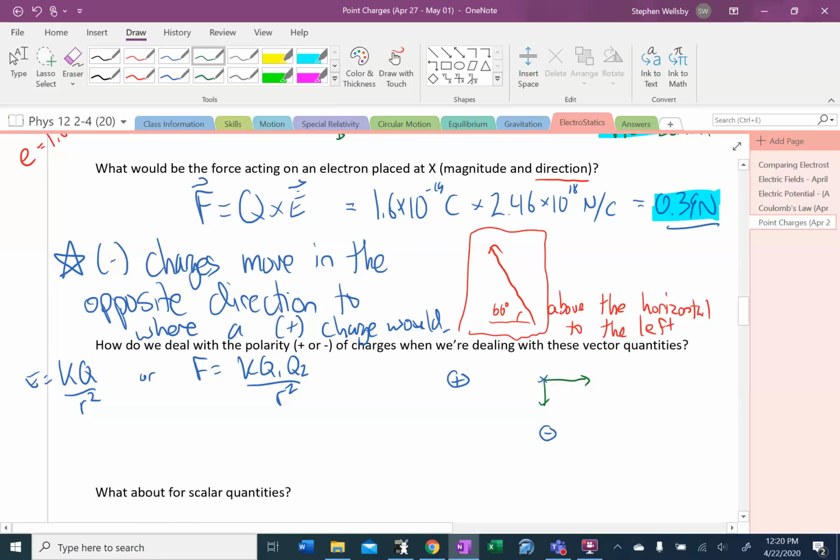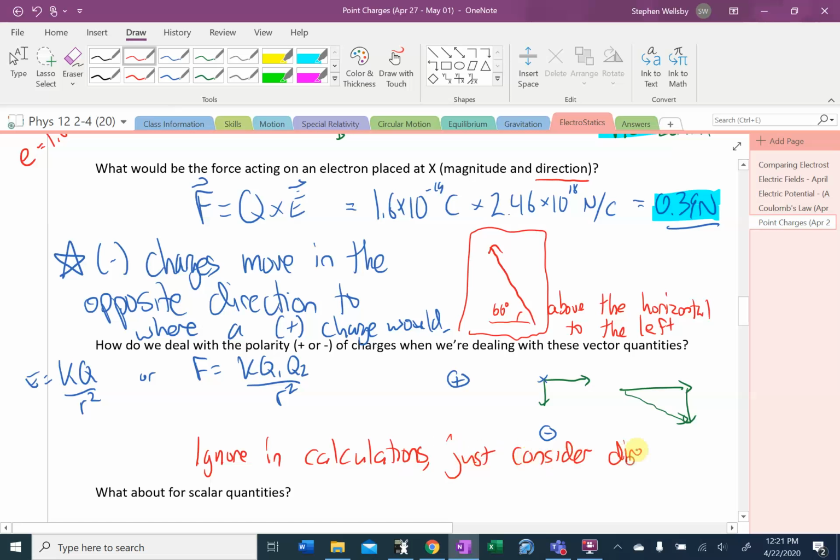So we're just doing vector addition. We didn't put the negatives into the formula; we just said it's this arrow plus this arrow gives us this overall arrow. So we ignored it. So for this part here, how do we deal with polarity of charges? Ignore in calculations. Just consider direction of vectors. The negative or positive is not a part of our calculation. It's just a part of determining what direction we're going to draw the arrows. Are we drawing it away from a charge or towards a charge?